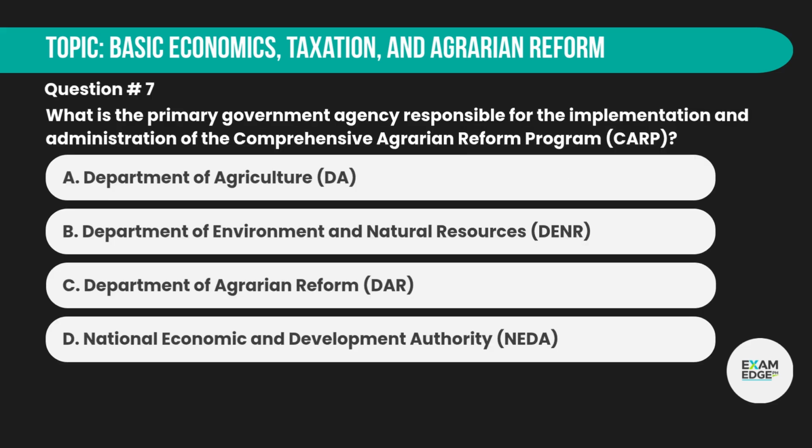Question number 7. What is the primary government agency responsible for the implementation and administration of the Comprehensive Agrarian Reform Program, CARP? A. Department of Agriculture, DA. B. Department of Environment and Natural Resources, DENR. C. Department of Agrarian Reform, DAR. D. National Economic and Development Authority, NEDA.